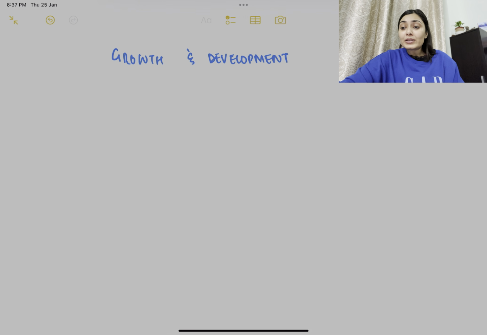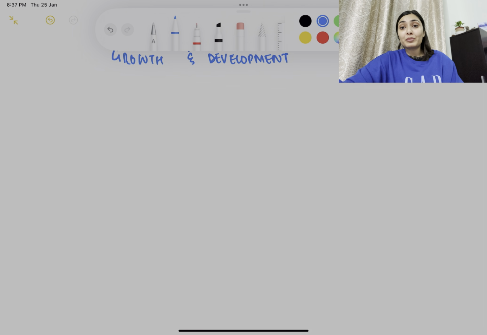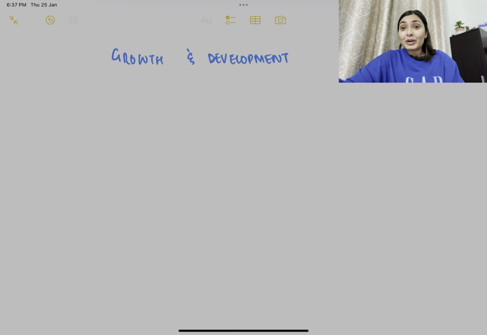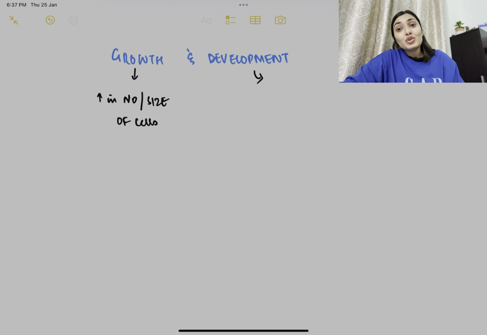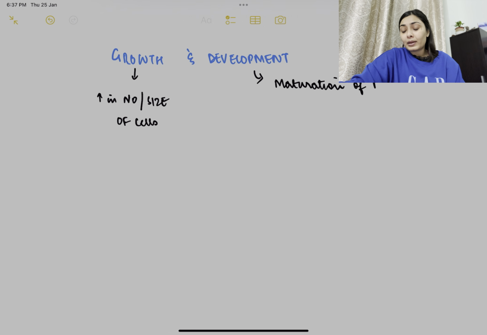Right? Mostly these two terms, growth and development, are used synonymously, but they are very different from each other. When we talk about growth, it essentially means an increase in the number or an increase in the size of cells. Whereas development is concerned with the maturation of function of cells, typically the CNS, central nervous system maturation. So these two terms are very different.